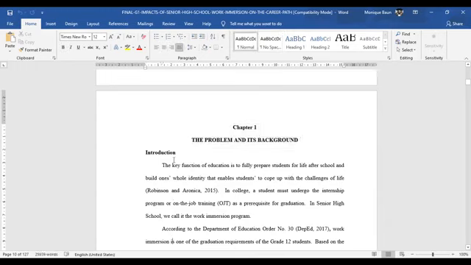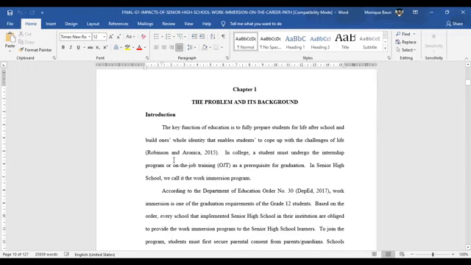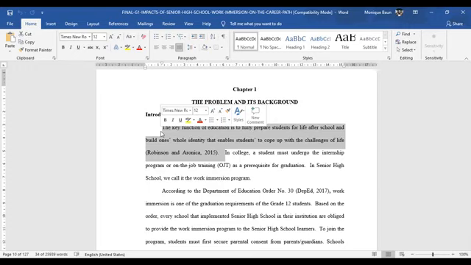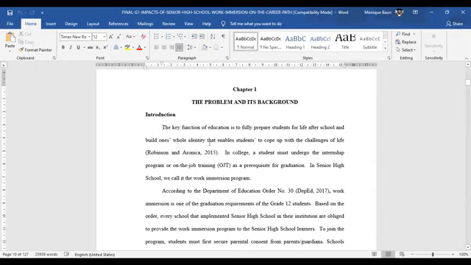For the introduction, class, you have to define first what is work immersion, or you may include a thesis statement. When we say thesis statement, it is arguable. Here what they did is provide a statement related to education. Since they are talking about work immersion, they start their introduction by introducing education. The key function of education is to fully prepare students for life after school and build one's whole identity that enables students to cope with the challenges of life.